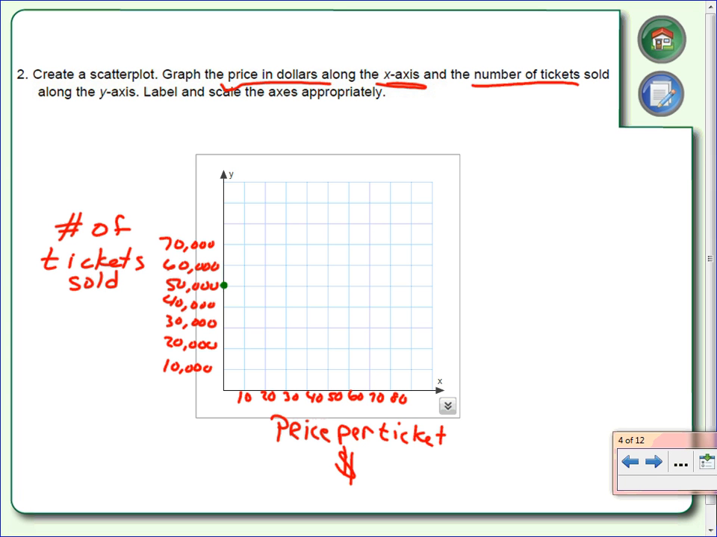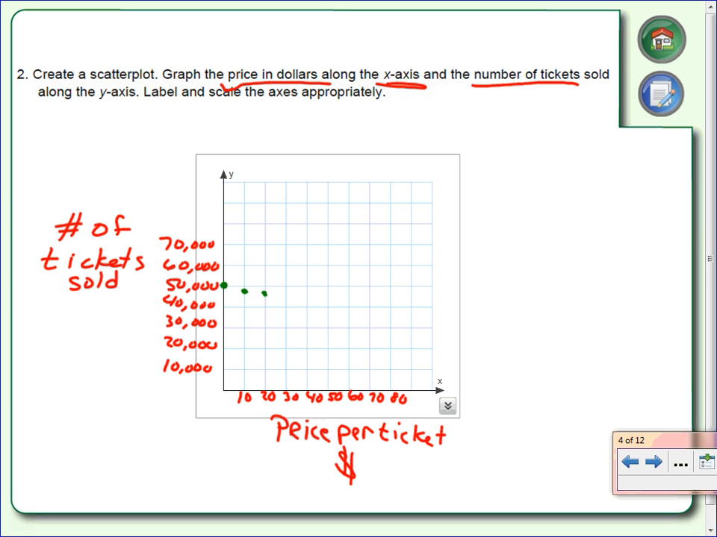The next ordered pair was 10 and 48,500. So we're going to have to kind of estimate here. Here's my 10, but I'm going to have to estimate that 48,500. It's going to be somewhere up in this area here. And we're just kind of estimating here, guys. It's pretty close to 50,000. It's just a line going kind of down. The next ordered pair was 20 and 47,000. So again, I'm just estimating here. We're talking somewhere right about in that area. 20 and 47,000.